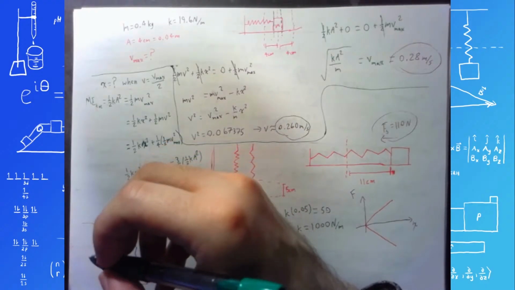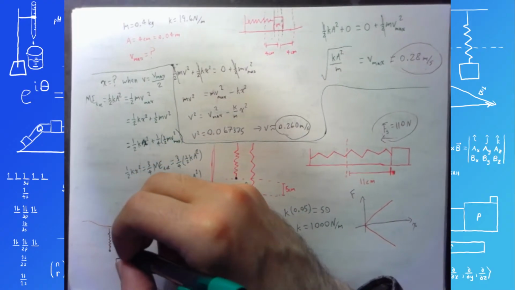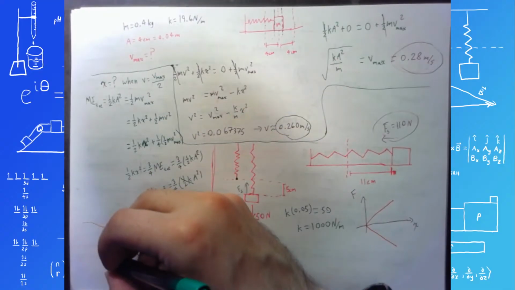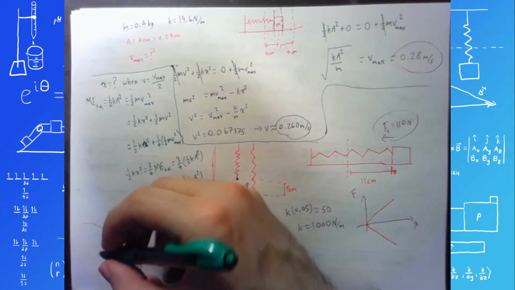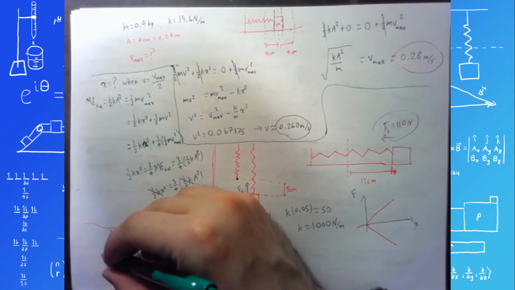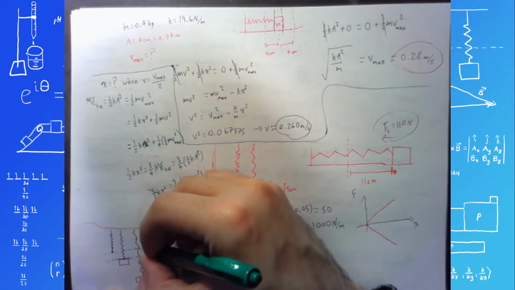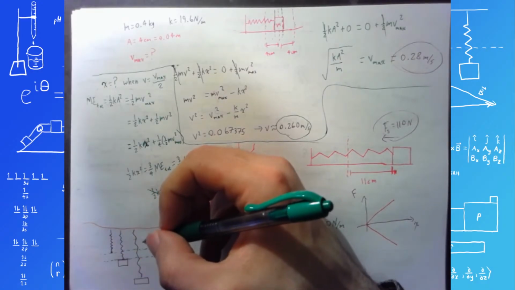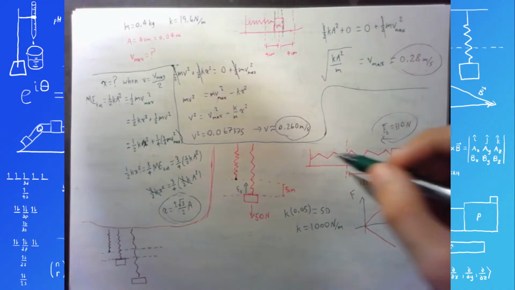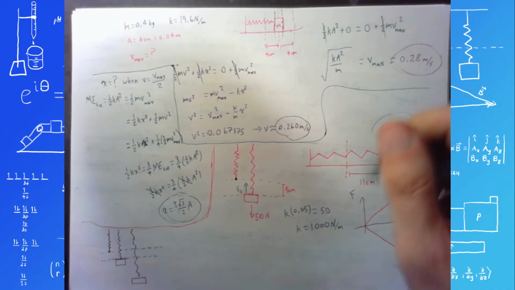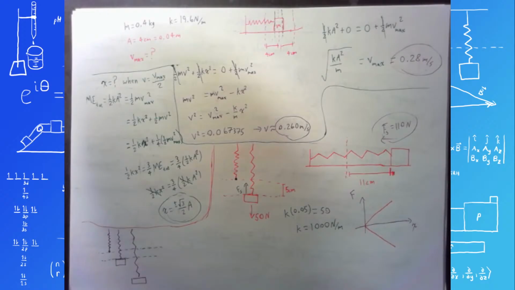So basically, what we're going to discover here is that the gravitational potential energy is a factor that we can eliminate and treat it exactly like this horizontal situation where gravitational potential energy doesn't factor into the energy at all. We can actually do that by making an adjustment to the equilibrium position.